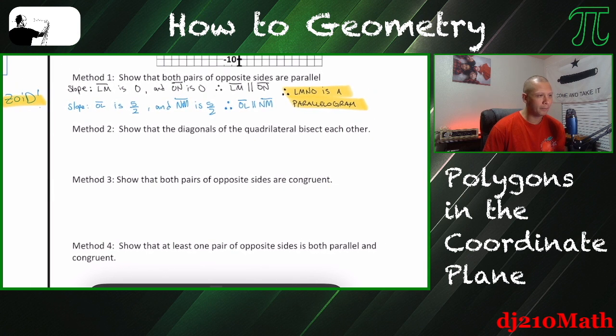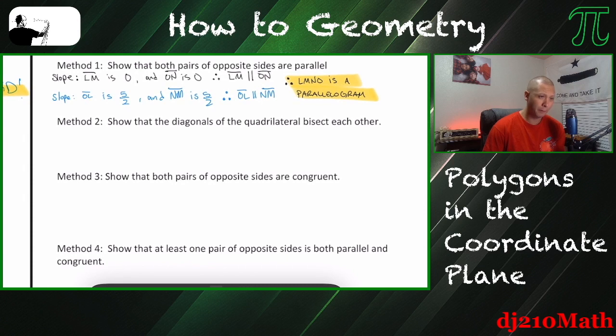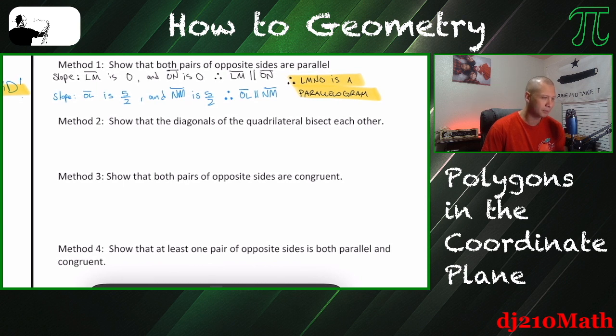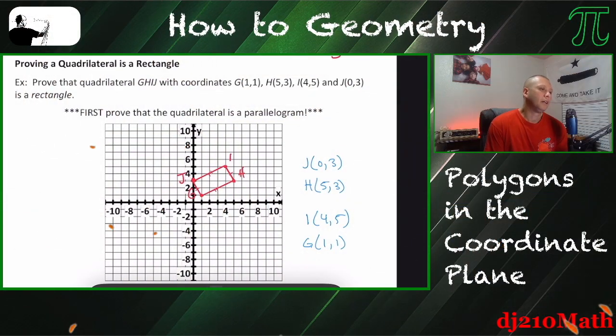Whatever method you decide, you can pause the video and try to work out the other three and see which ones you like better. I personally like the first method, especially if there's a picture, because you can just count, right? We all like counting. All right, so let's prove that a quadrilateral is a rectangle. So GHIJ, with the given coordinates, is a rectangle.